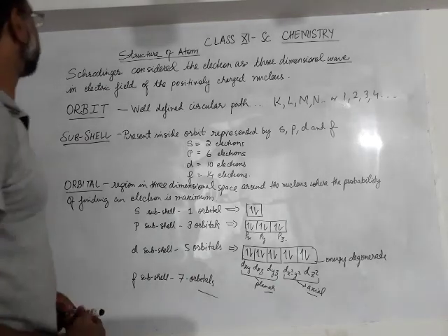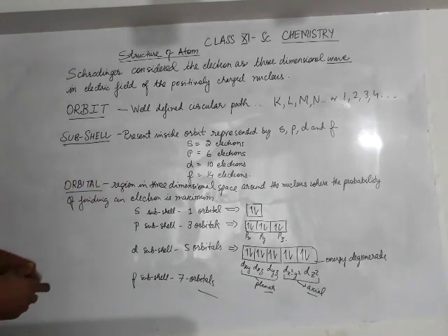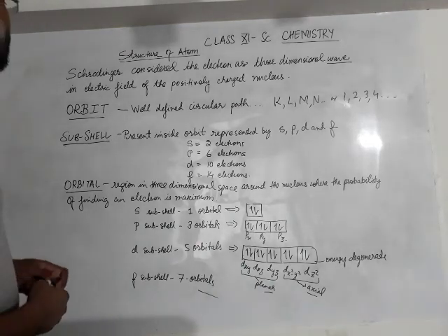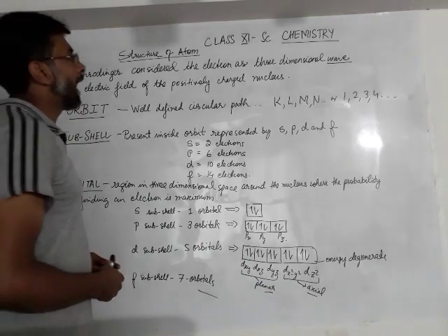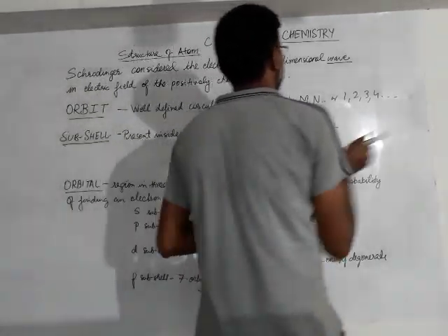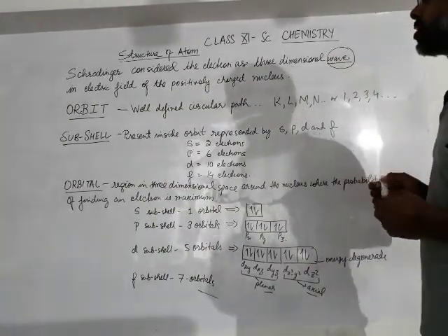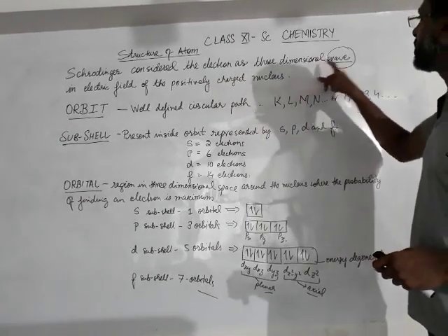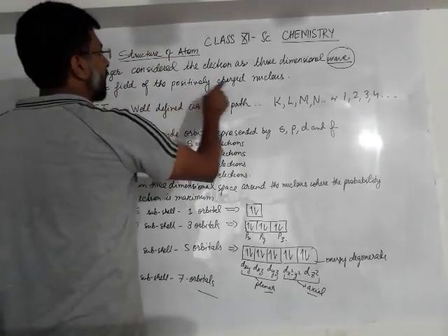As you can see over here, Schrodinger, there is a very famous equation in physics as well as chemistry which is called the Schrodinger wave equation. This comes under wave mechanics, where Schrodinger considered the electrons as three-dimensional waves. Three-dimensional waves, that is very, very important, not a particle.